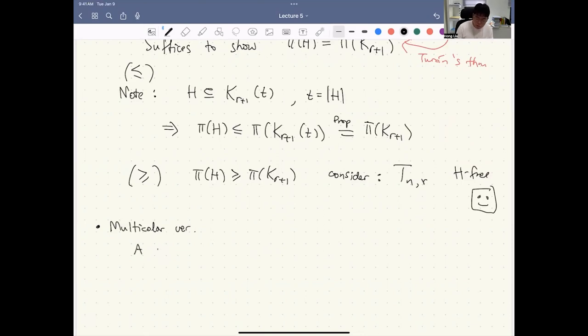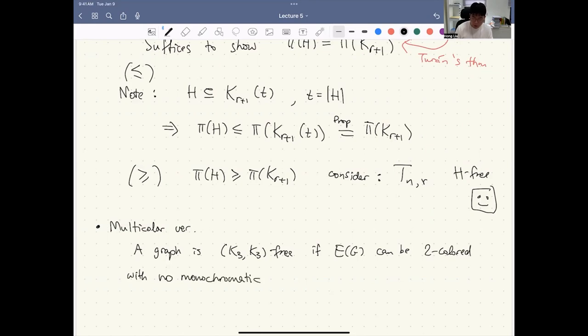We say a graph is K3, K3 free. We know what K3 free is. It just means there's no triangle. What does K3, K3 free mean? That means you can color the edge set of G into red and blue such that red is triangle free and blue is triangle free. If the edge set of G can be two colored with no monochromatic triangles.